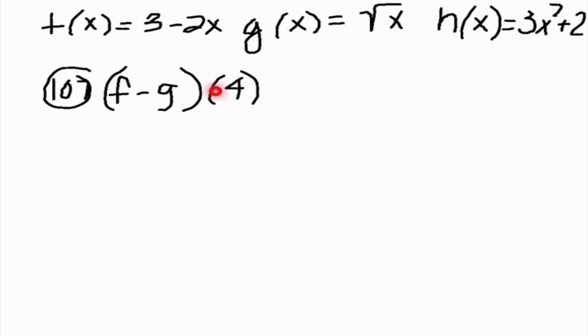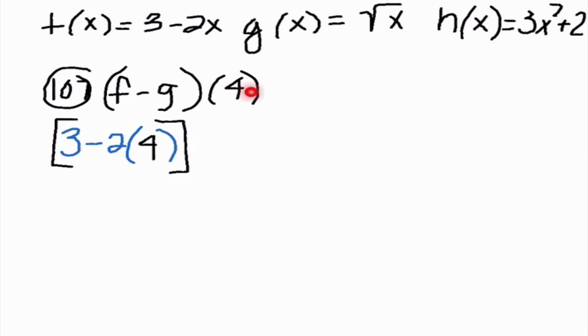First of all, I have f of 4 in here, so wherever we have an x, I'm going to put a 4. So, function f is 3 minus 2x. Instead of x, I put a 4 because a 4 is right here, minus g of 4. So I'm using g of x here and putting a 4 in the place of x.